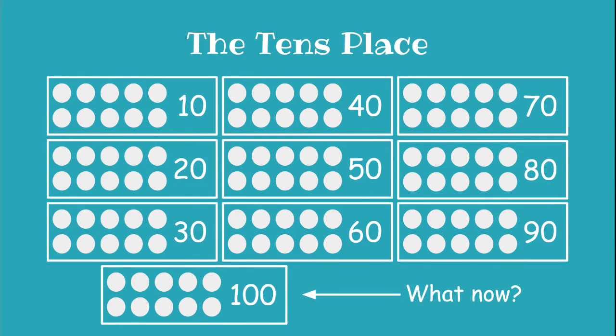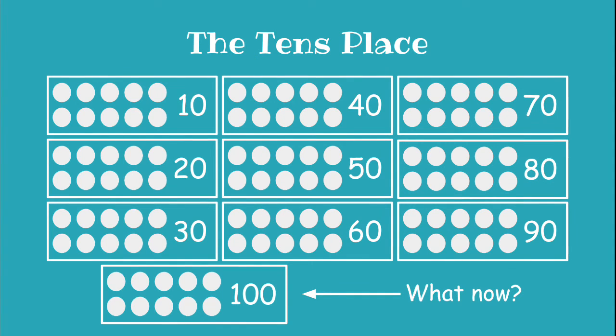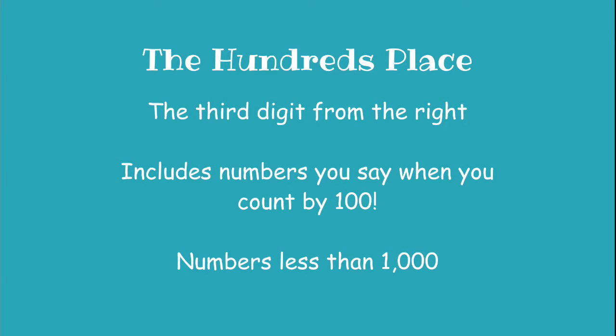Now if you remember, we mentioned that the numbers in the tens place were what you count when you count by tens. So, the number in the tens place is the second digit, or the 1, 2, 3. But we can't have a tens place without the ones place. So, we have 10, 20, 30, 40, 50, 60, 70, 80, 90. But what happens when we get to 100? You're right if you said that this would take us to the hundreds place. The hundreds place is the third digit from the right, and it includes the numbers you say if you were to count by 100, numbers less than 1,000.